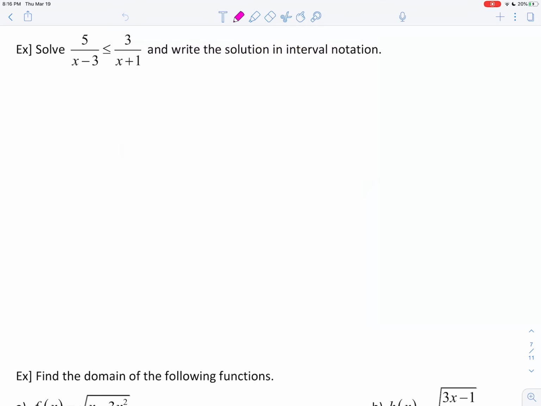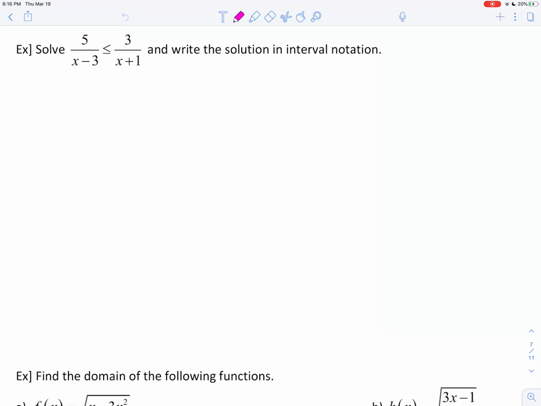Hi guys, so let's take a look at this example here in section 5.5. We have a rational inequality. When you look at this, it might be tempting to do something like cross multiply. That, however, isn't going to work. It's only going to get you part of the correct answer.